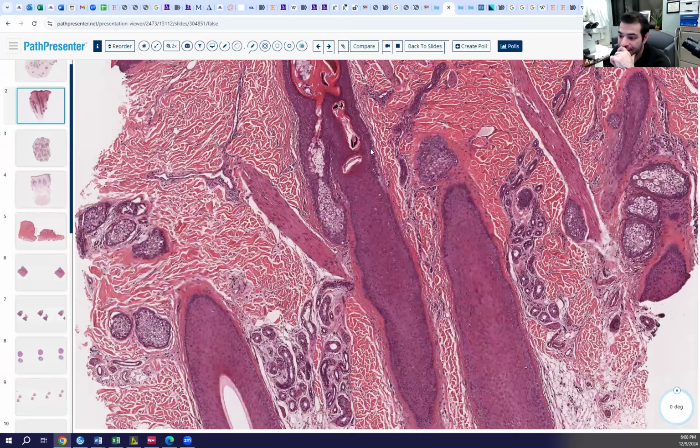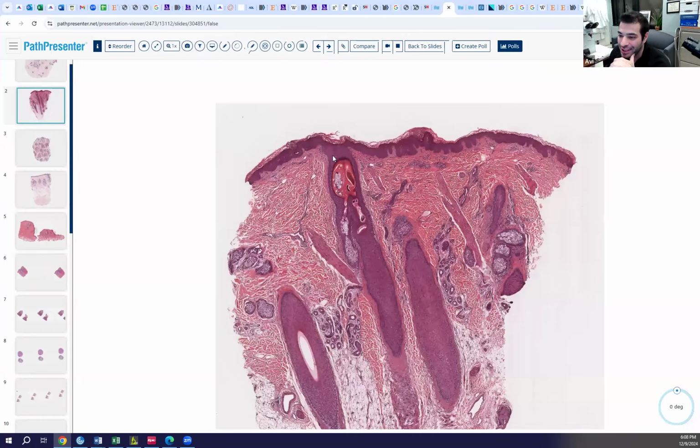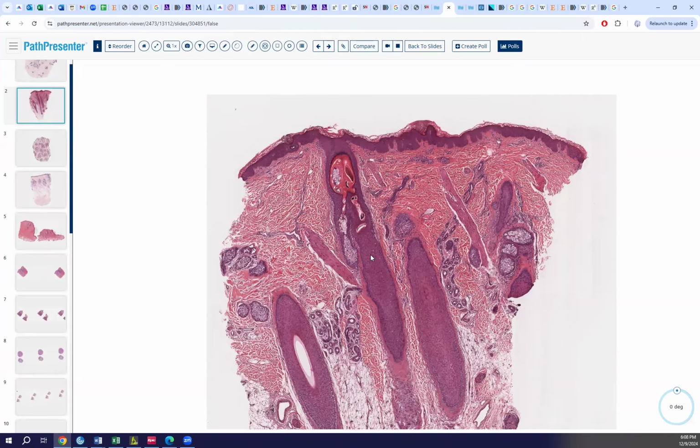You can also look for the follicle being warped. It's hard to describe. Imagine someone yanking their hair out: there's a distortion of the architecture of the follicle itself.